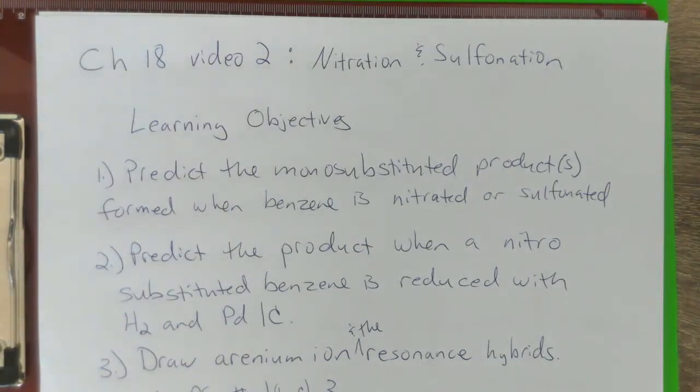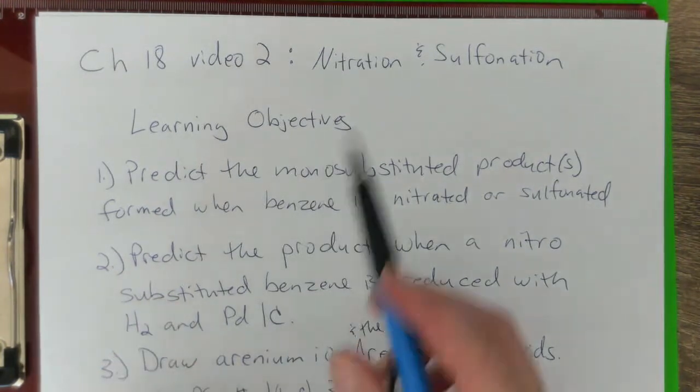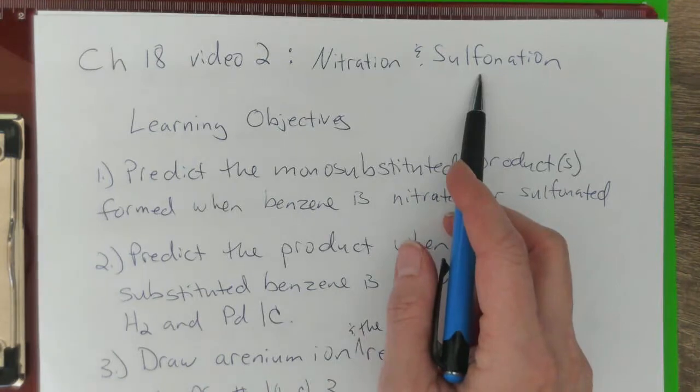Hello and welcome back. This is video 2 from chapter 18, which deals with reactions of benzene. We started last time with our introduction to electrophilic aromatic substitution reactions. We talked about halogenation. In this video, I'll focus on nitration and sulfonation.